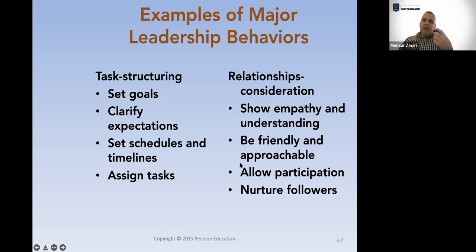Some behaviors that are mainly related to relationship consideration are to show empathy and understanding to your employees, which we're going to see throughout this course is extremely important when we talk about motivating your employees. Be friendly and approachable, and allow participation, which leads to empowering your employees to feel appreciated and to feel that they are an important part of the organization, as well as to nurture your followers.